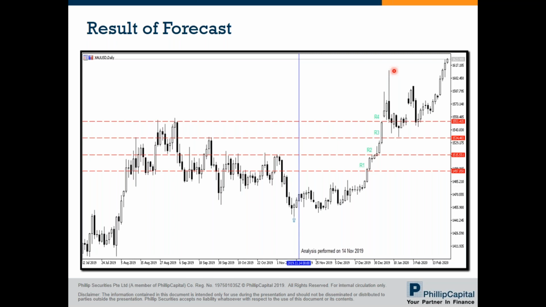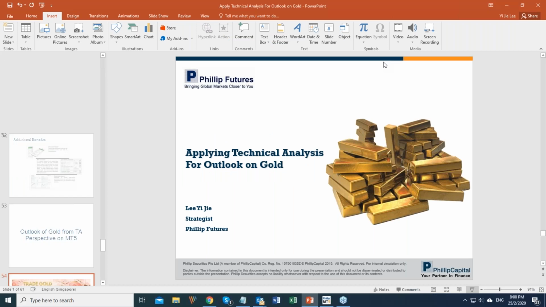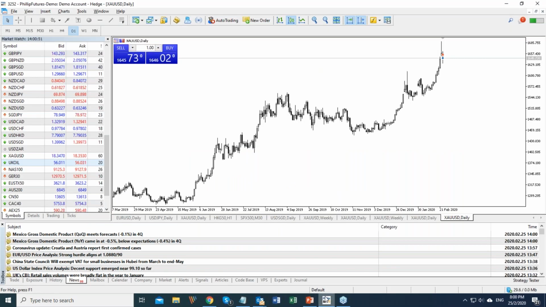And that is how technical analysis can help you in your trading, right? So now I'm going to quickly shift into our Phillip MT5 platform to give you a current outlook from a technical analysis perspective on MT5. So let me just quickly do an exit and come into my platform.